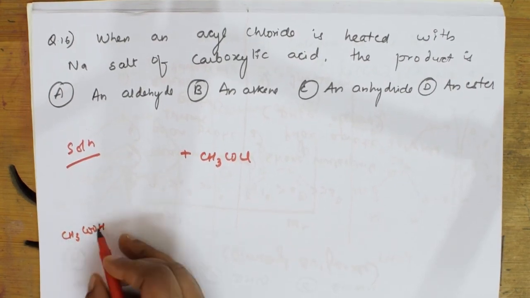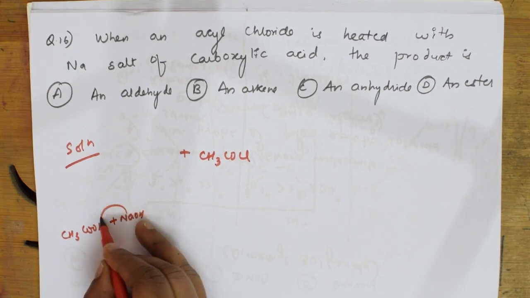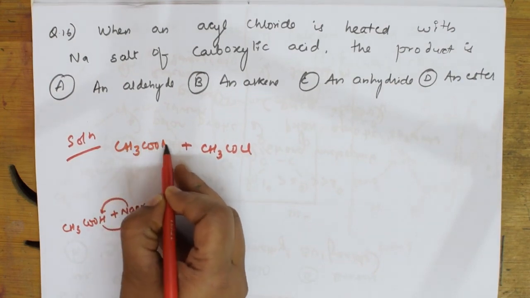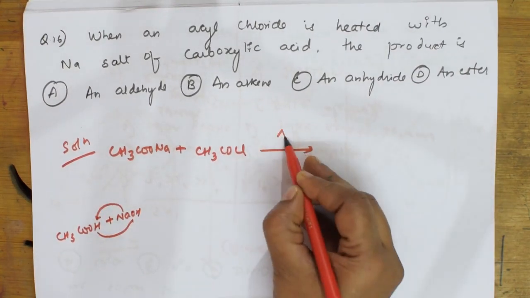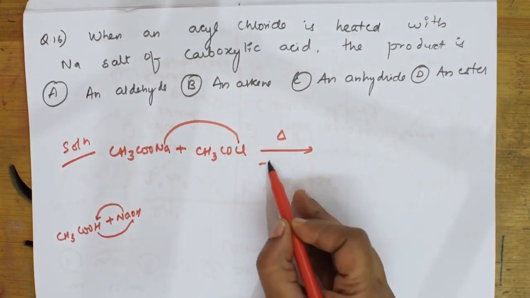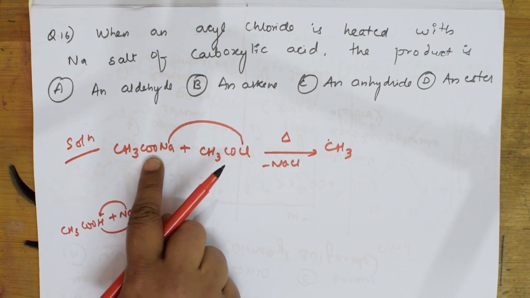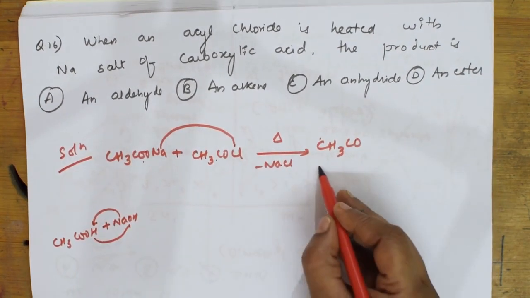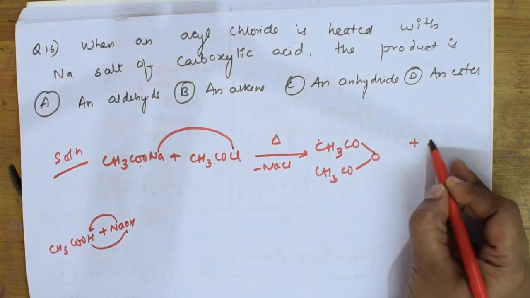Now acetic acid, what do they do? They have introduced sodium, NaOH. If I take this, Na replaces the hydrogen and water comes out. So sodium salt of carboxylic acid is this. And they said these two are heated. So NaCl is out, minus NaCl. Join these two, we get CH3CO here, and here also CH3CO. Both are linked with oxygen, plus NaCl.